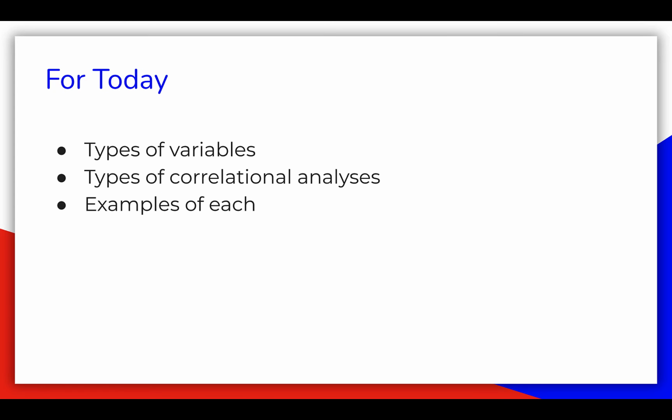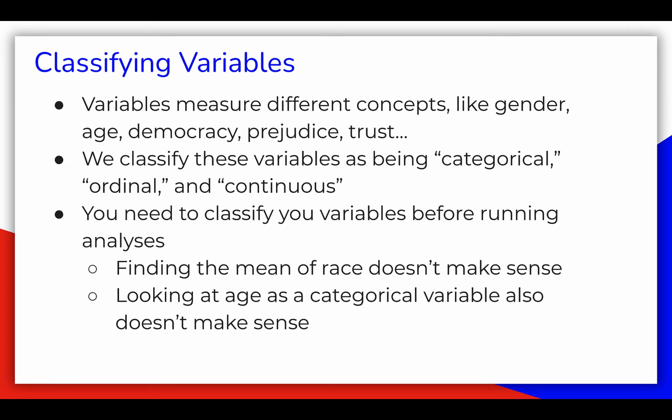So for today, we're going to be talking about the types of variables that you might have for your analysis, types of correlational analyses based off of the types of variables that you have, and then examples of each. The second video lecture that is not here will be examples of how to do all of these in Excel.